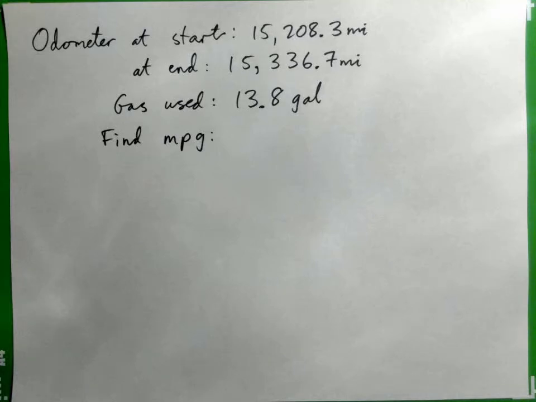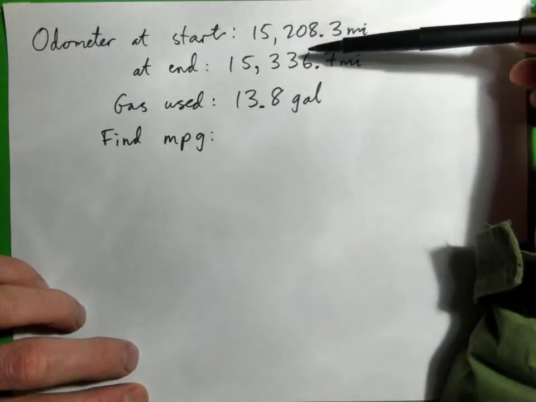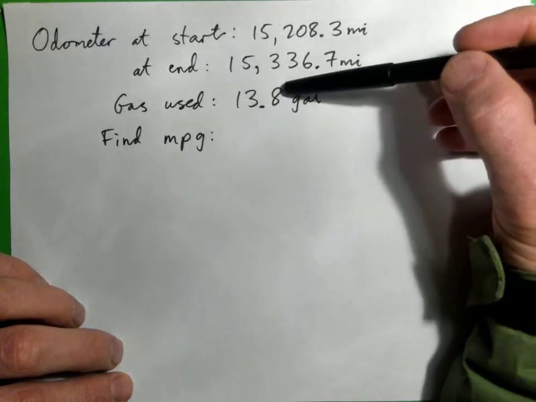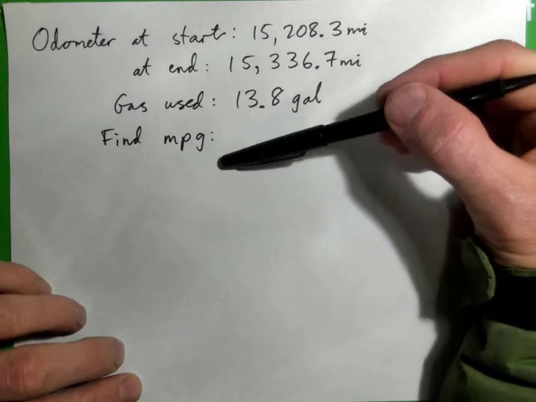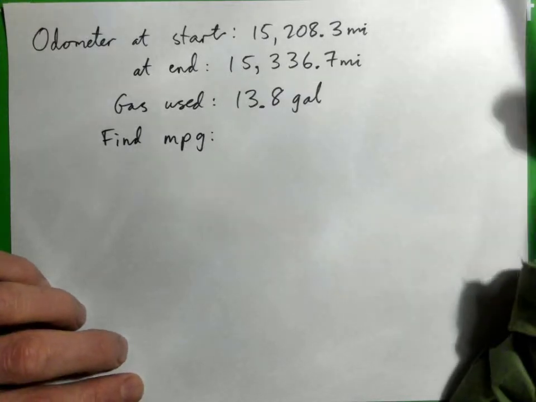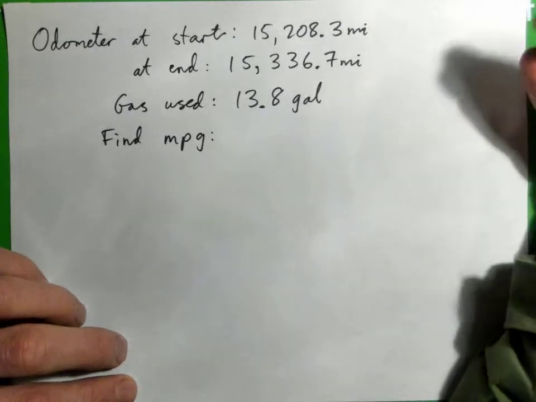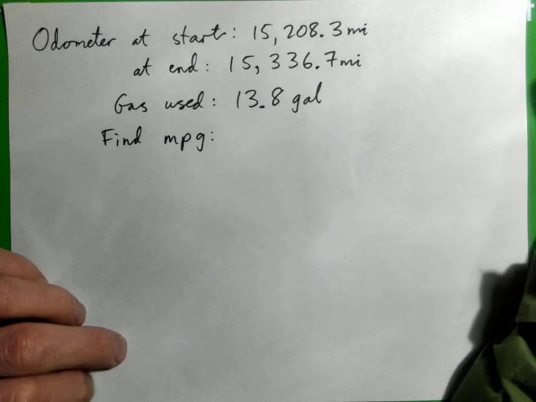So the odometer at the start of this trip is 15,208.3 miles. At the end of the trip, it's 15,336.7 miles. We used 13.8 gallons of gas. So find the miles per gallon, right? Miles per gallon. So first of all, we kind of want to know how many miles we drove, right? So how would we figure out how many miles we drove?